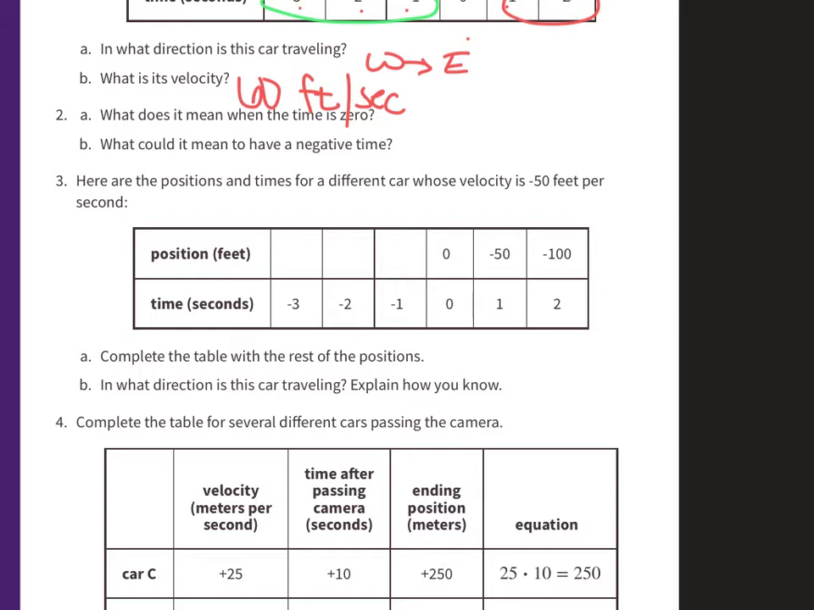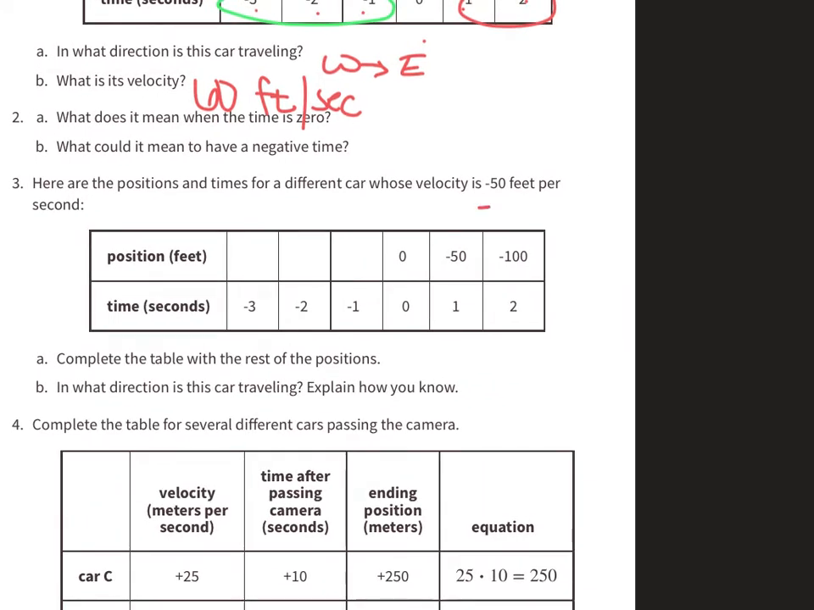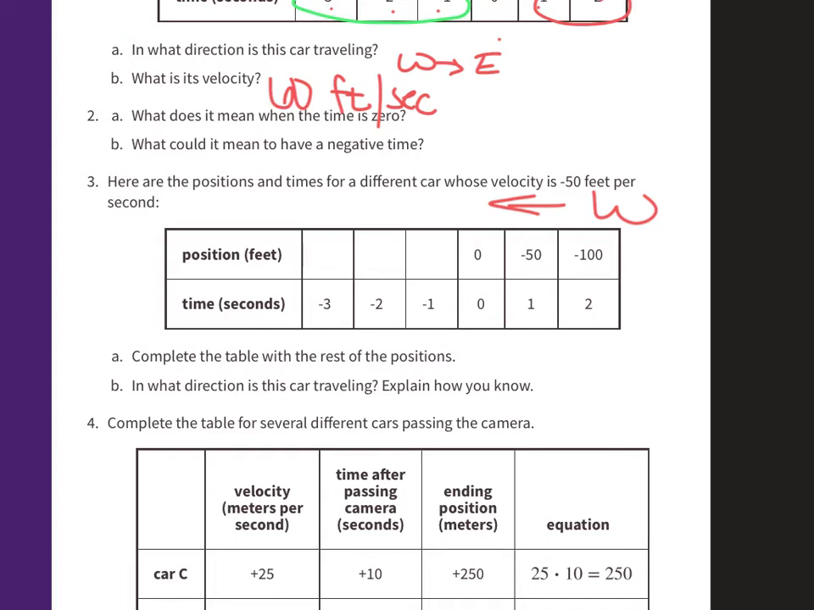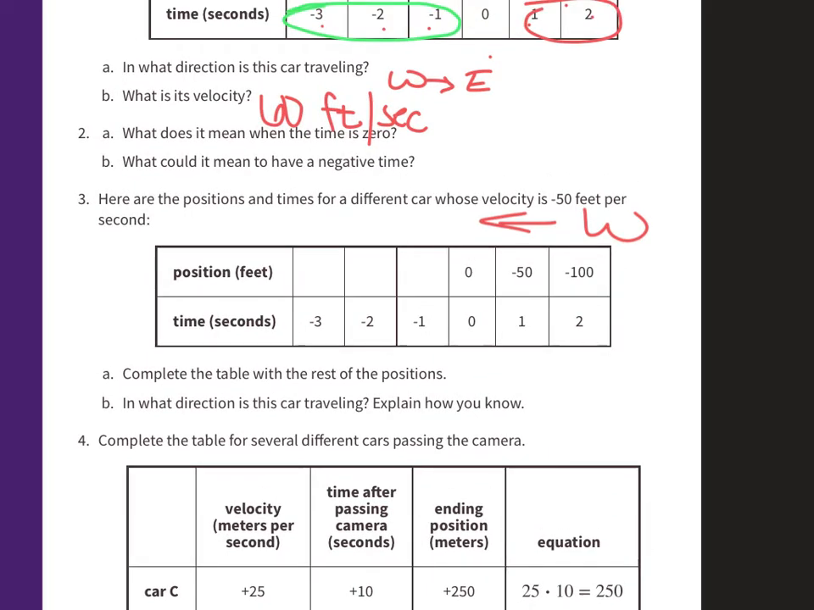Here are some positions and times for a different car whose velocity is negative 50 feet per second. So negative 50 just means they're going west. So what direction are they traveling? West. So we have negative 100, negative 50, 0. So right here, we're going to have 50 if we're just counting up by 50s. There's the table. In what direction is the car traveling? It's traveling west because at 1 second her direction is negative, so that means she's going west.